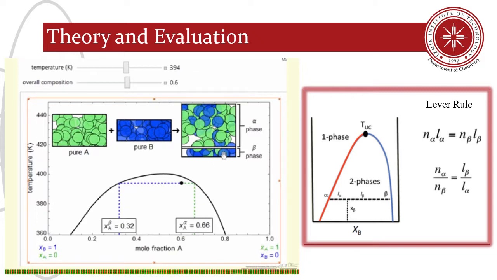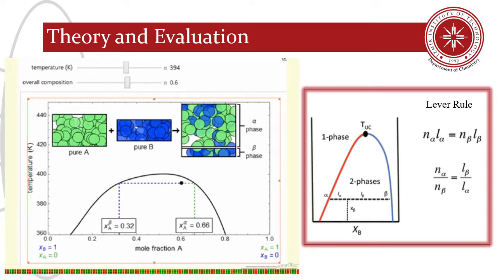The beta phase has only 32 mole percent, or a mole fraction of 0.32, of component A, so it's majority blue molecules, and the alpha phase is 66% molecule A, and therefore the majority of the molecules are the green molecules corresponding to component A. So we can see the compositions depend on temperature, and as we go to higher temperatures, we move outside of this phase envelope. In this region here, we only have one phase.